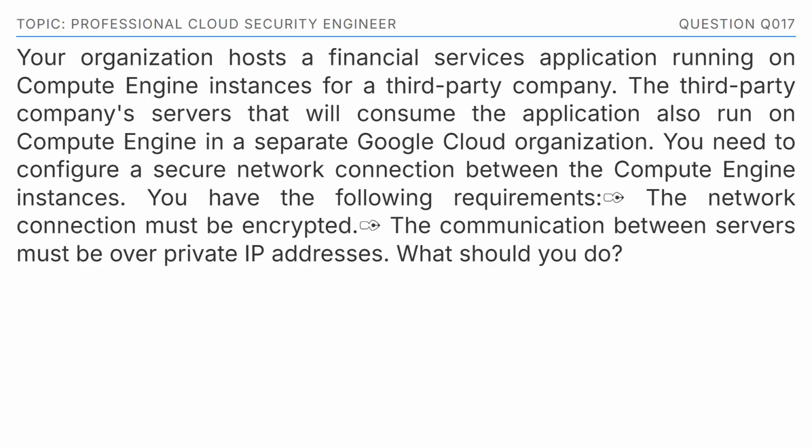Your organization hosts a financial services application running on Compute Engine instances for a third-party company. The third-party company's servers that will consume the application also run on Compute Engine in a separate Google Cloud organization. You need to configure a secure network connection between the Compute Engine instances. You have the following requirements. The network connection must be encrypted. Communication between servers must be over private IP addresses. What should you do?